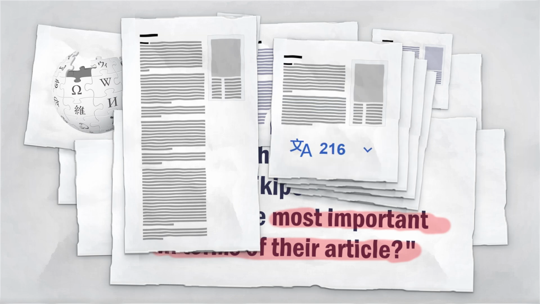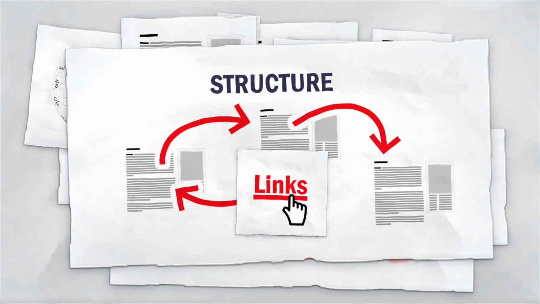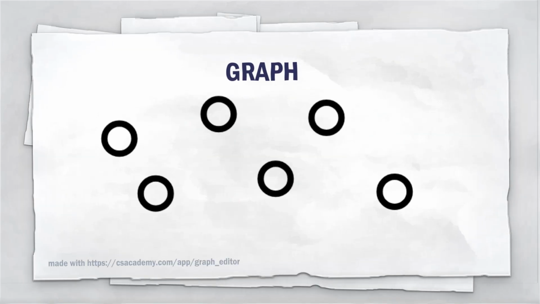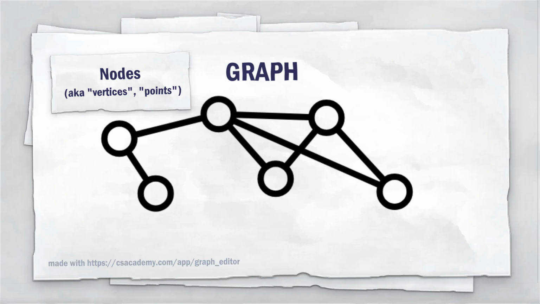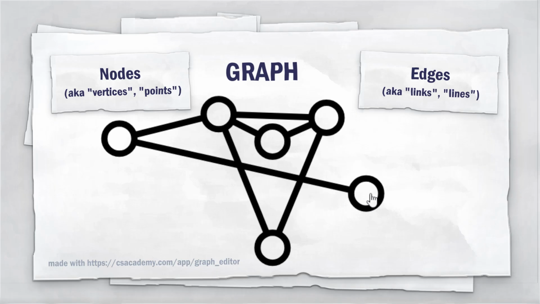But for my project, I looked at the structure of Wikipedia, the links that lead from one article to another. And when you keep track of links between things, you get what mathematicians call a graph. A graph is a set of things, called nodes, with connections between them, called edges. How you draw the nodes doesn't matter. It's only about what they are and how they're connected. And they can stand for anything.